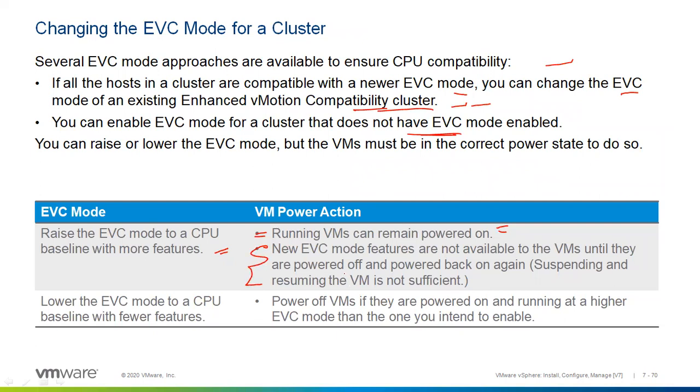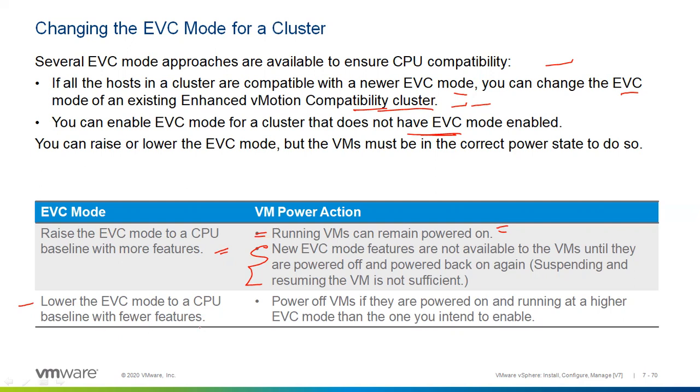So to identify the EVC functionality, if there were already some running VMs and we have enabled CPU EVC, either we have enabled it in the starting itself, or if later we have enabled it, then the VMs which were already running in the cluster, we have to just power cycle them to identify the EVC functionality. Okay.